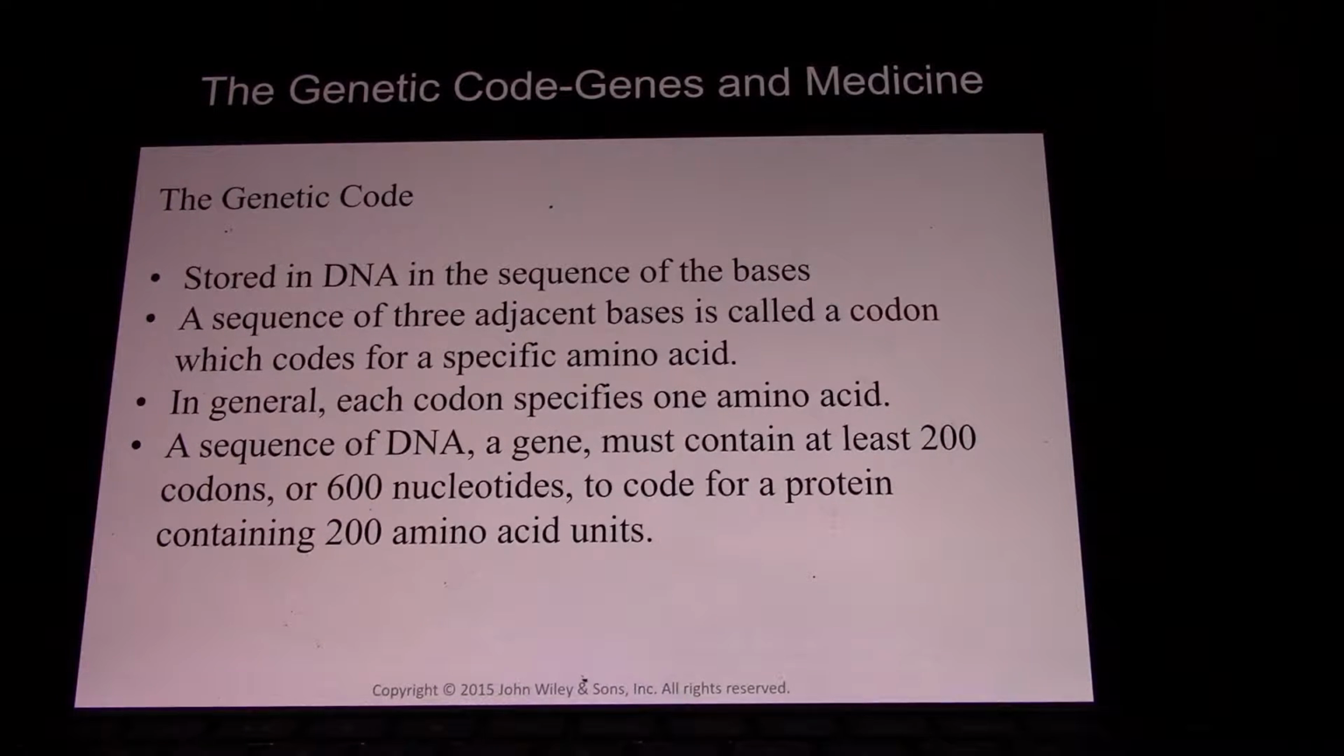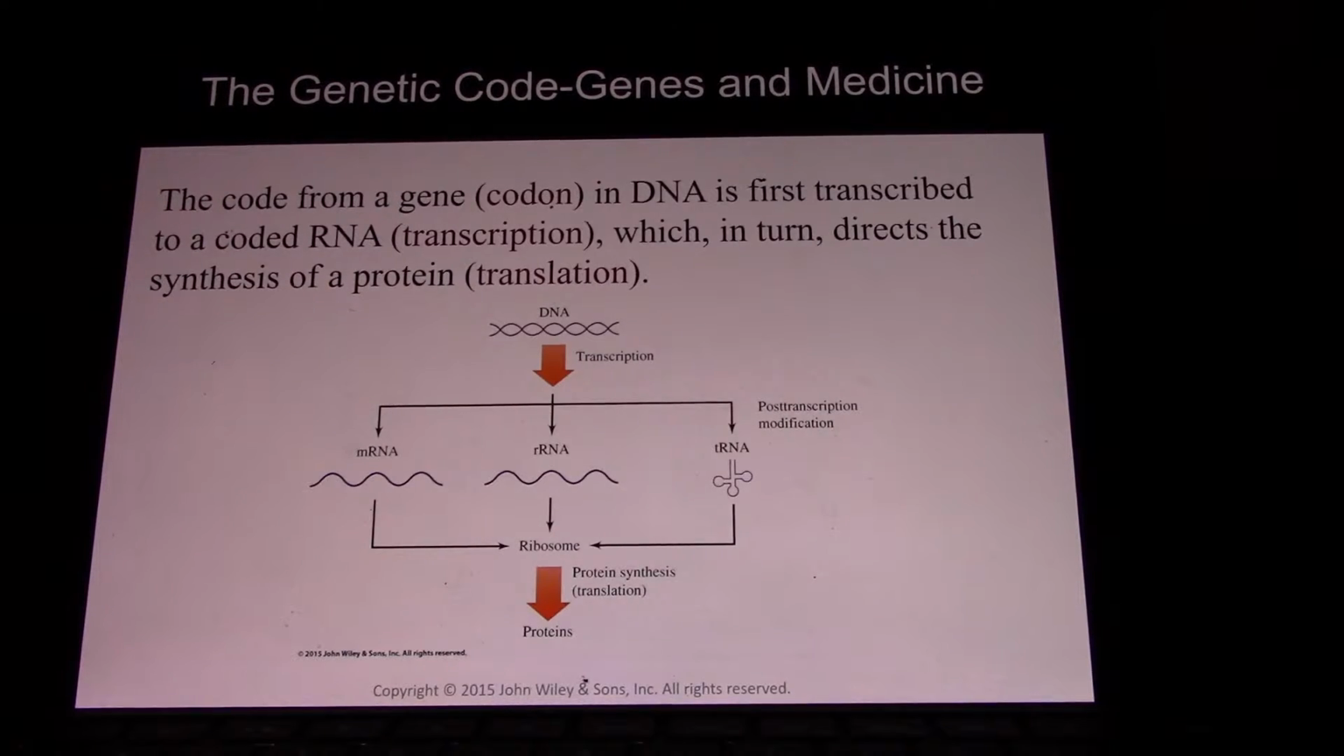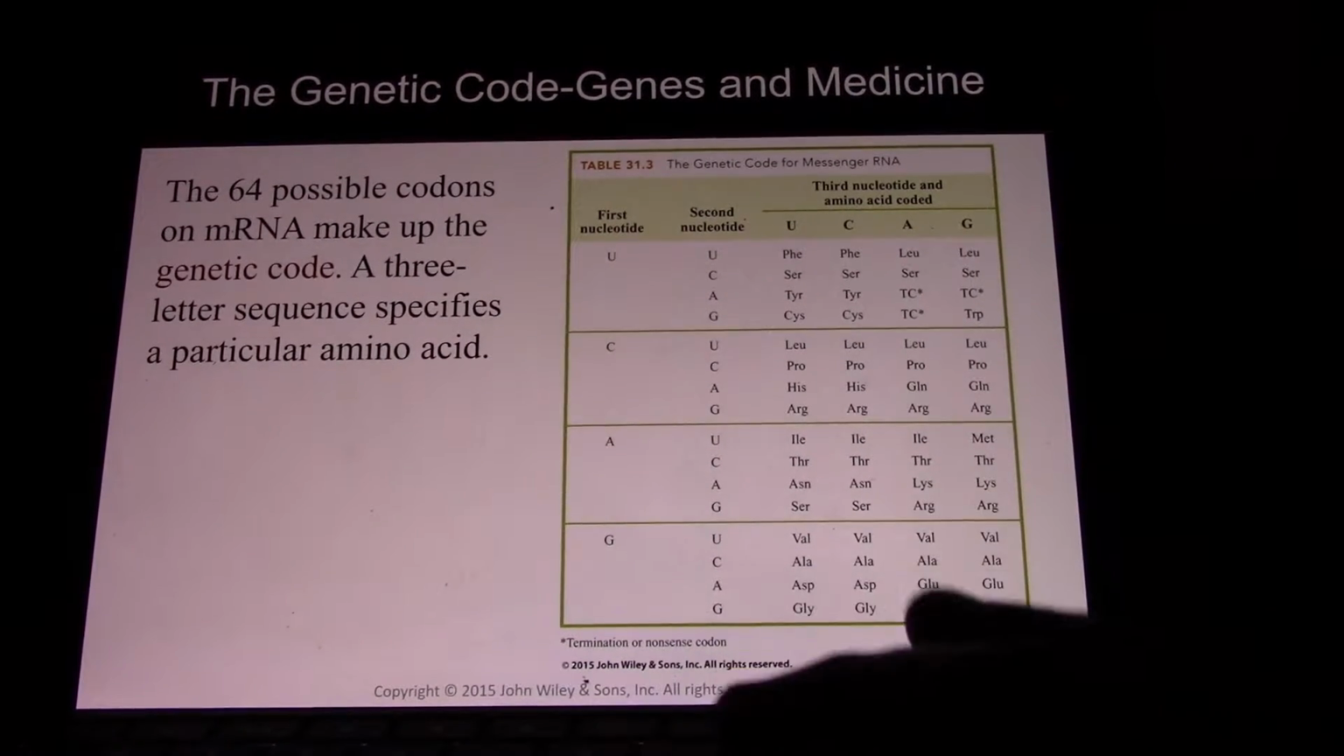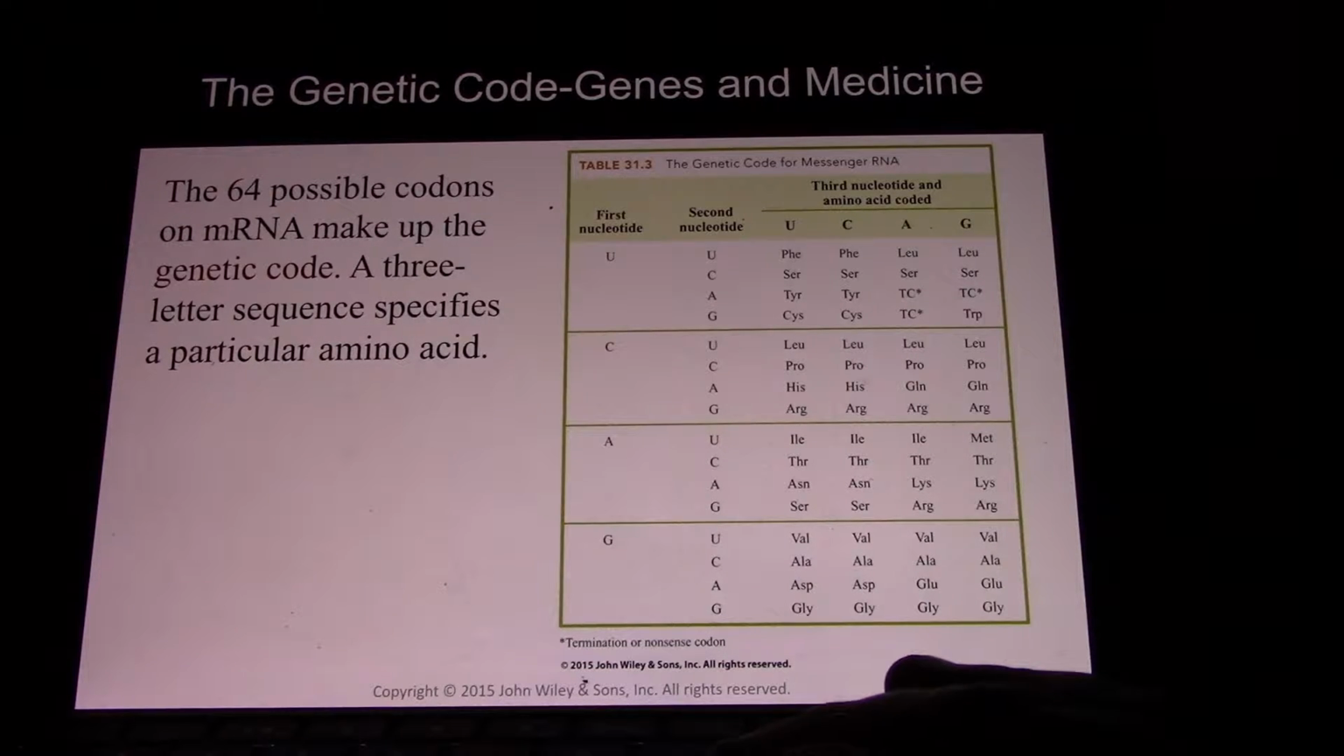But the code is degenerate because there's 3 nucleotides. There's 4 possibilities, A, T, C, and G. And in 3 spots, that's 4 times 4 times 4. There's 64 codons for only 20 amino acids. And what you see is degeneracy. So there's 64 possible codes for 20 amino acids, so some have a lot of different codes.